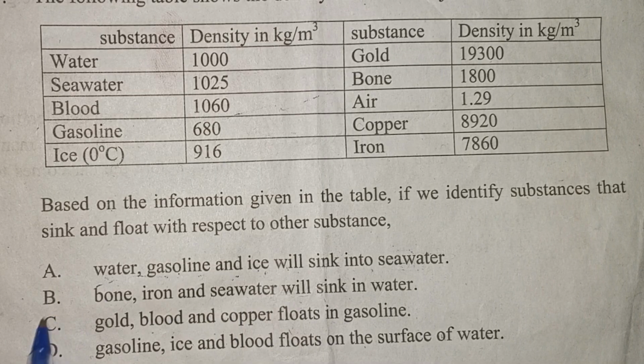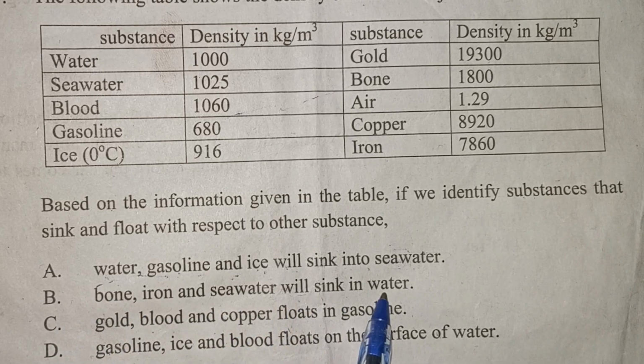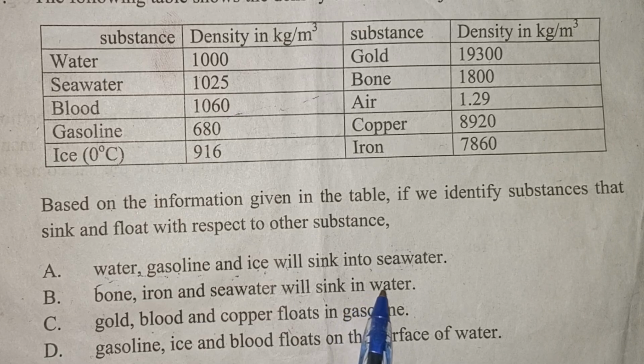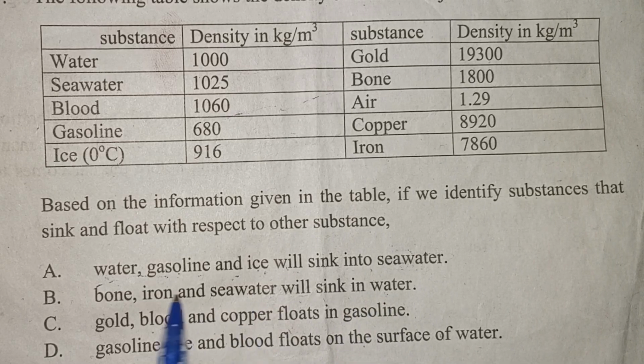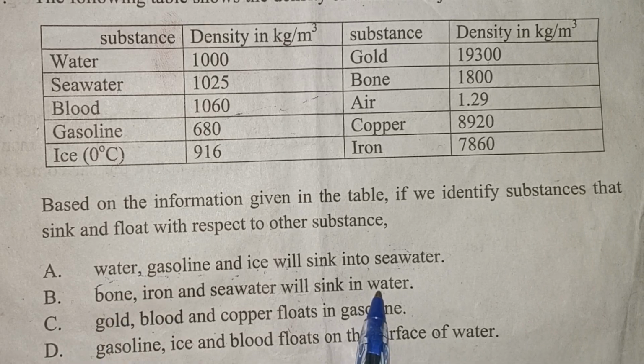Coming to alternative B, bone, iron, and seawater will sink into the water. To sink into the water, the seawater, the iron, and the bone must have a density greater than that of the water.